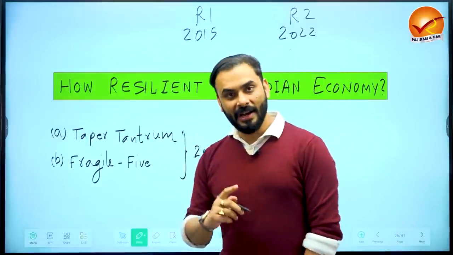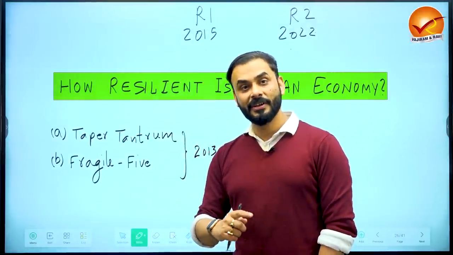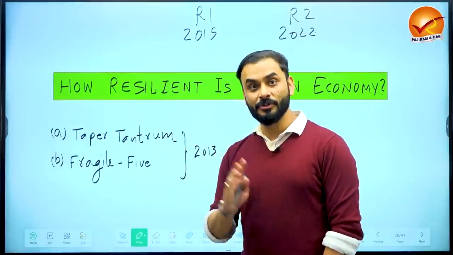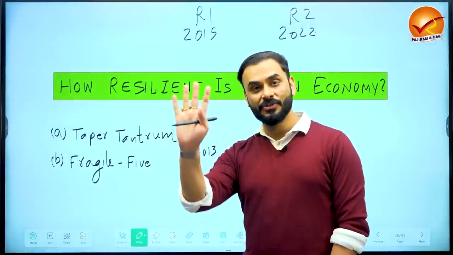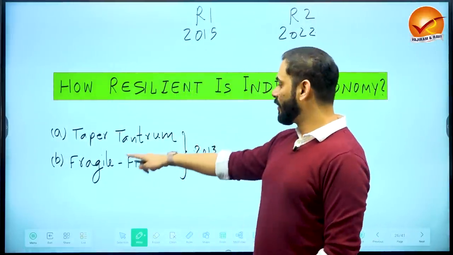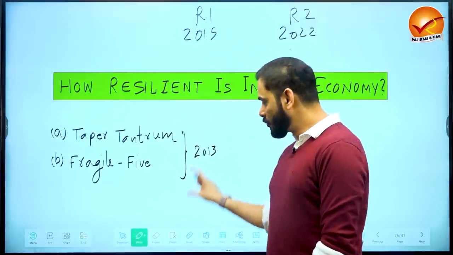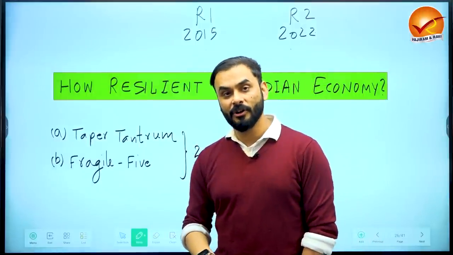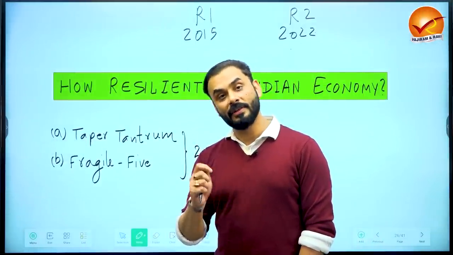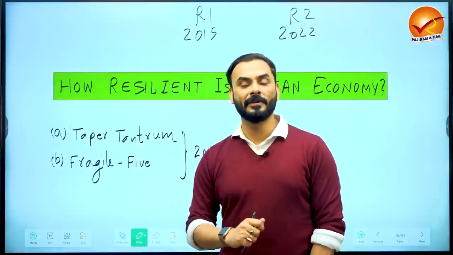So to understand what was our reaction in the year 2013, which means back in history, how did we react to challenges? We would look at two things, taper tantrum and fragile five. These two phenomena were observed in the Indian economy around year 2012-13, right? So we are going to look at that.